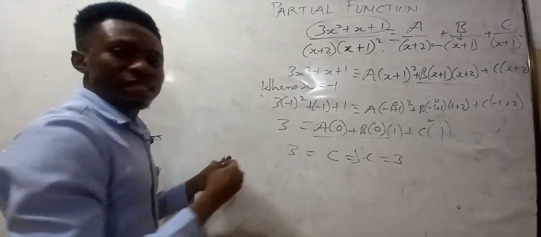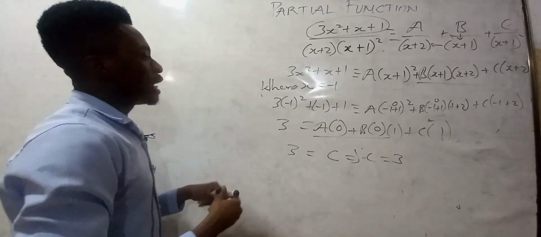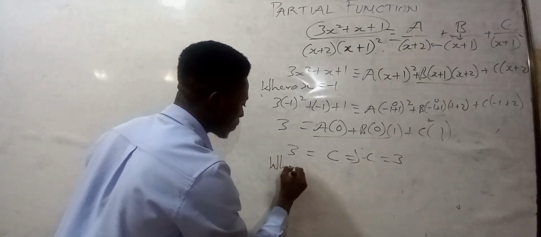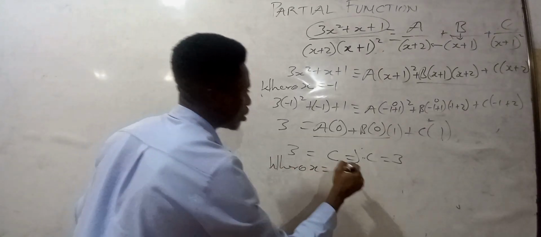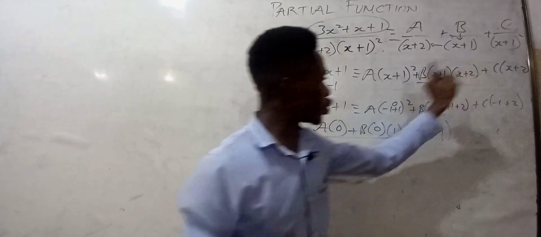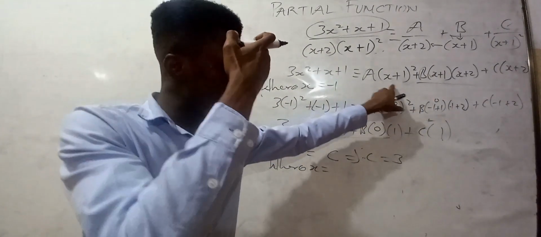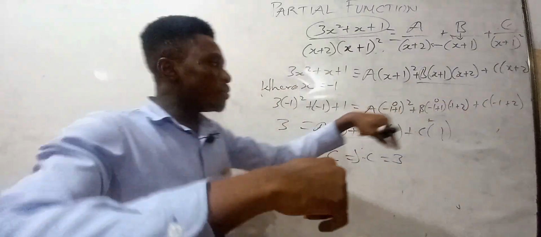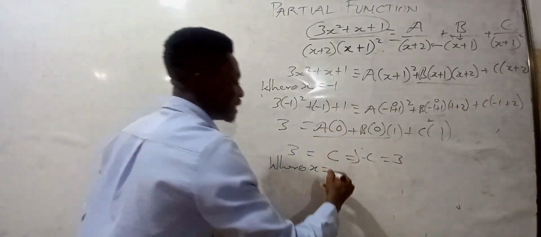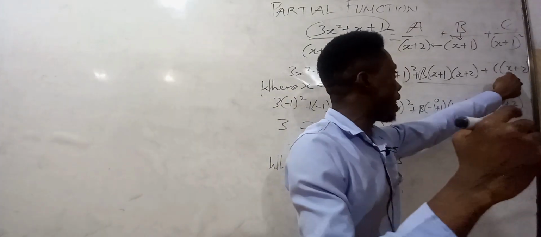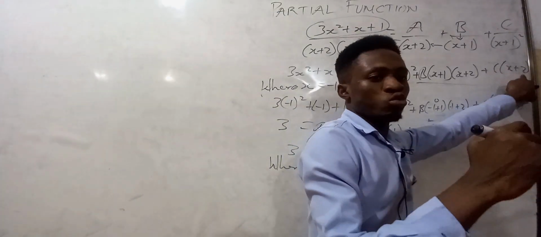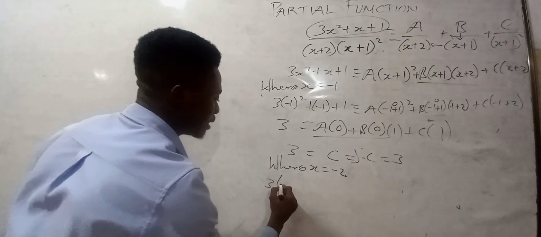Then we eliminate the C, because we are done eliminating what? A. So this time around we don't eliminate A, we eliminate C. So by eliminating C, we see where x is equal to -2. You know that when you put -2 here, -2 plus 2 will be what? 0. So therefore, when x is -2, let's put it inside.